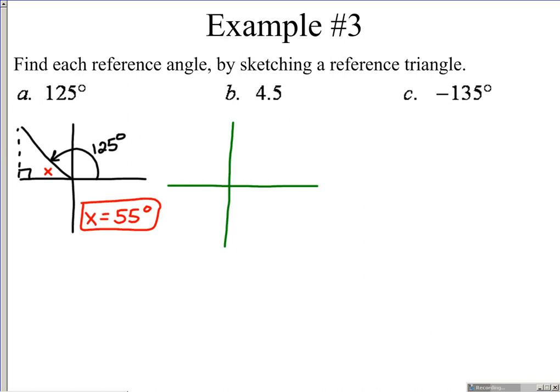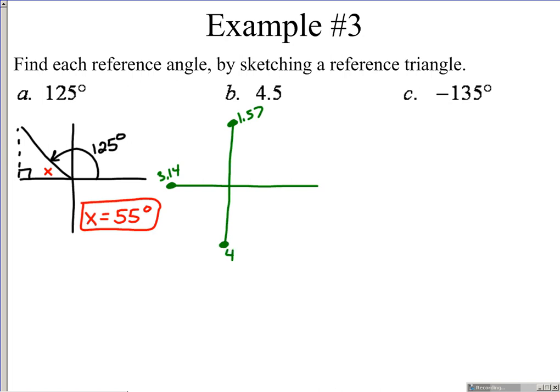Letter B, 4.5 radians. And again, I know this is radians because there is no degree symbol. Well, if I rotate up here radian-wise, that's pi over 2. Plug into your calculator: pi divided by 2 is about 1.57 radians. If I go here, that is pi radians, which we know is about 3.14. If I go down here, it's 3 pi over 2. Put that into your calculator.